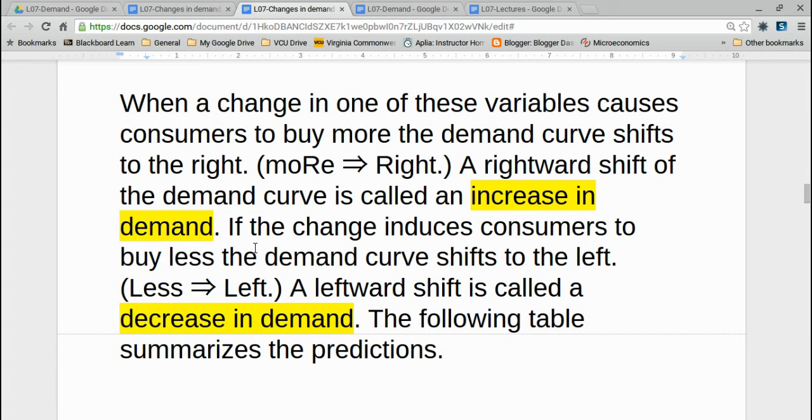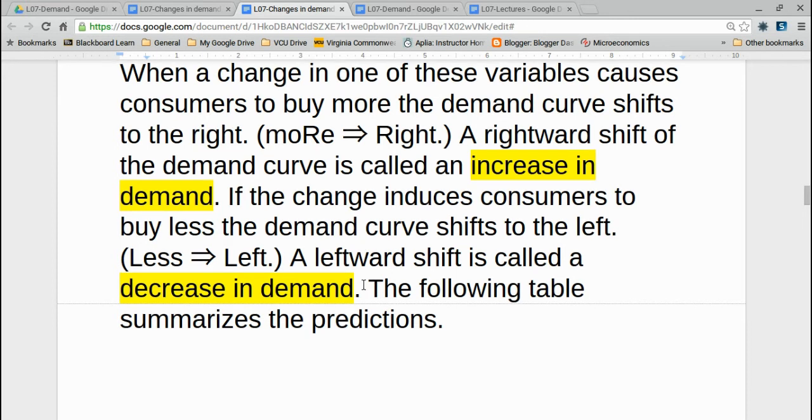When a change in one of these variables causes the consumer to buy more, the demand curve shifts to the right. More has an R in it. Think of that as moving the curve to the right. A rightward shift of the demand curve is called an increase in demand. If the change induces consumers to buy less, then the demand curve shifts to the left. Left starts with L. A leftward shift is called a decrease in demand.